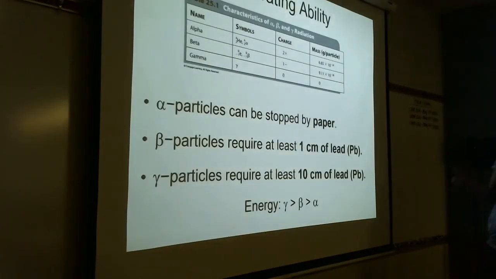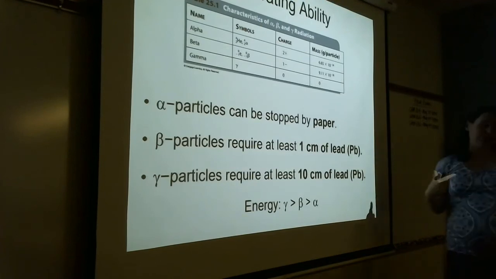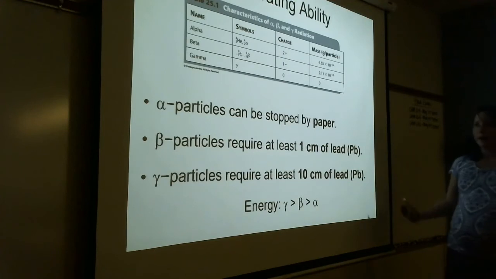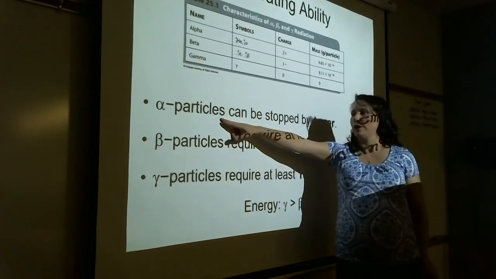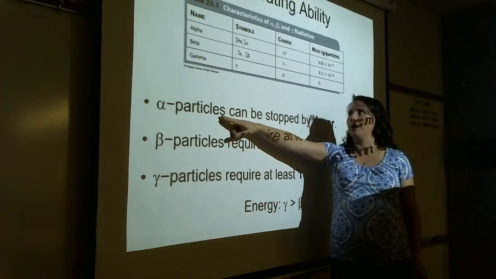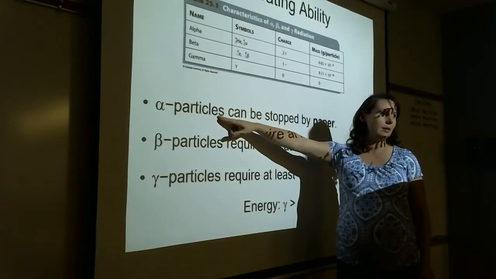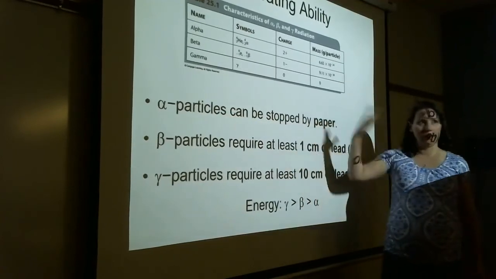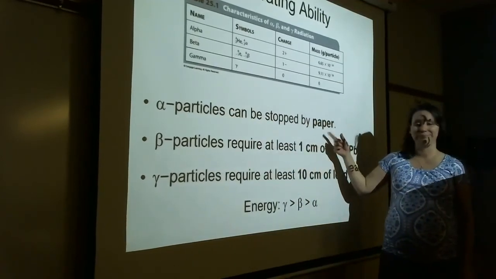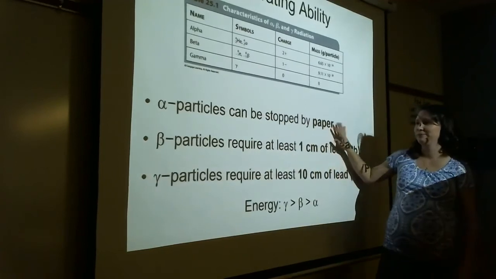All right, let's talk about how to protect yourself. If you do want to be a nuclear chemist, how do you protect yourself? If you're trying to protect yourself from an alpha particle, what's an alpha particle? The same thing as a helium nucleus, right? So if you're doing something that's producing helium, a piece of paper, you're good to go.